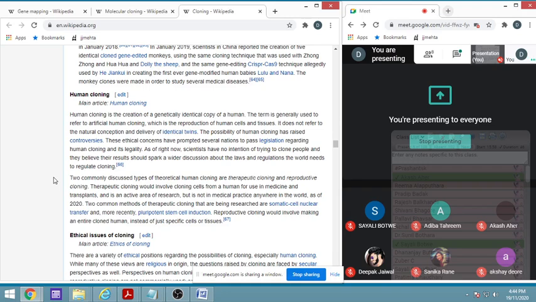They are known as therapeutic cloning and reproductive cloning. Therapeutic cloning would involve cloning cells from humans for use in medicine and transplant, which is still an active area of research, but not in medical practice anywhere in the world. So far it has not become successful. Two common methods of therapeutic cloning being researched are somatic cell nuclear transfer and pluripotent stem cell induction. But as I told you, there are many issues for medical use, many legislations, and at many places it is not legal.